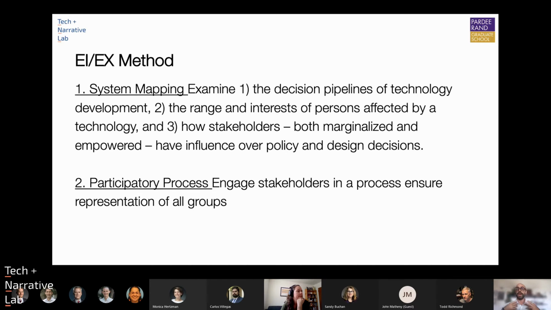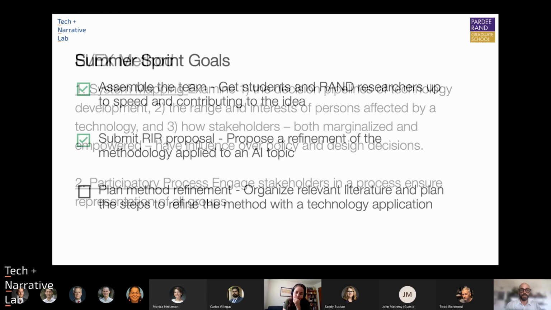Secondly, of course, we want to do this mapping to really try to understand who are the different stakeholders affected and what their interests are, and ensure that those stakeholders have an ability, in partnership with the researcher, in partnership with the designer, in partnership with all other stakeholders, able to influence these policy and design decisions. And that's where the second participatory process comes in, where these different stakeholders are engaged in this spirit of partnership to ensure that all groups are represented in these decisions.